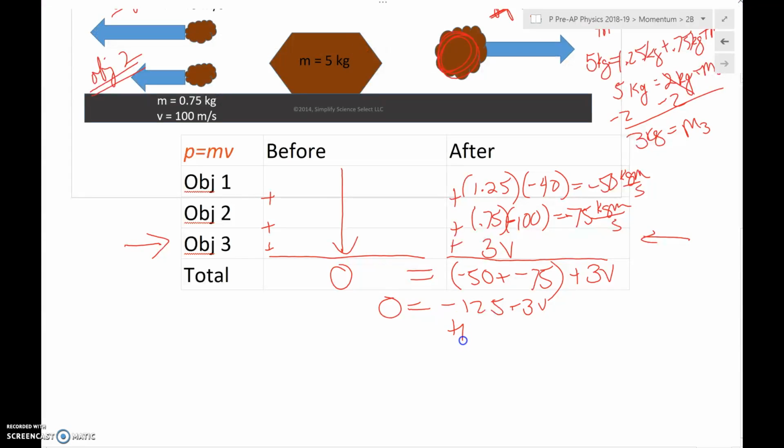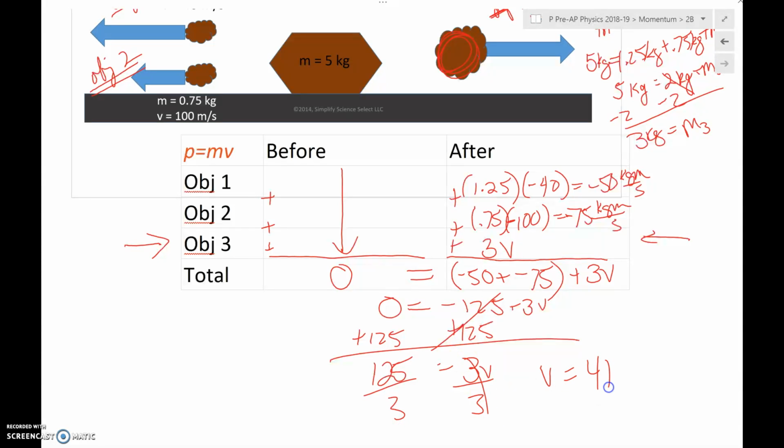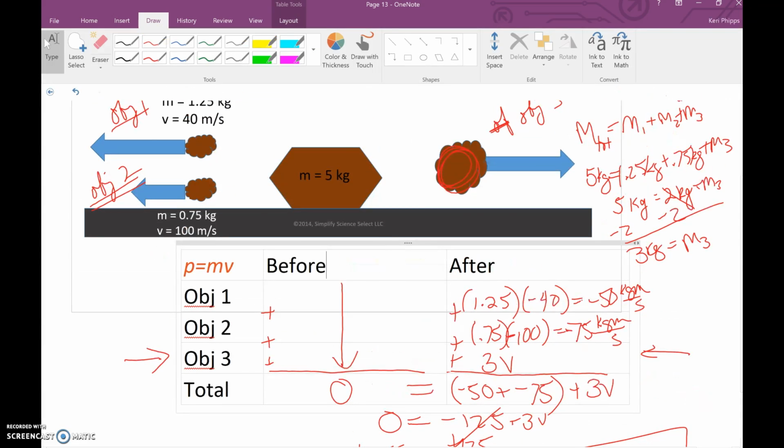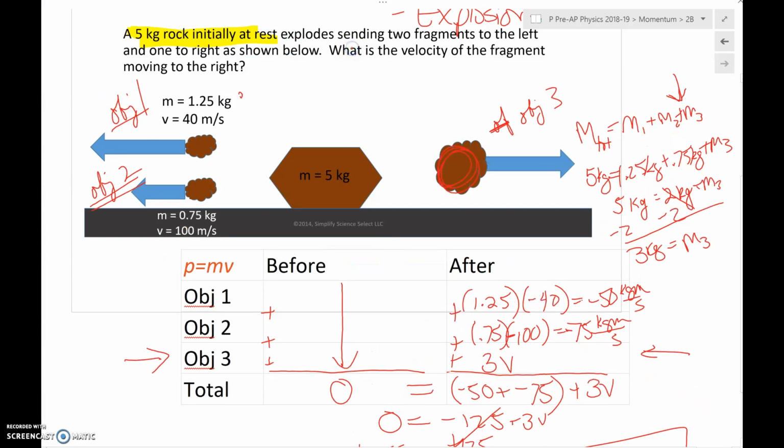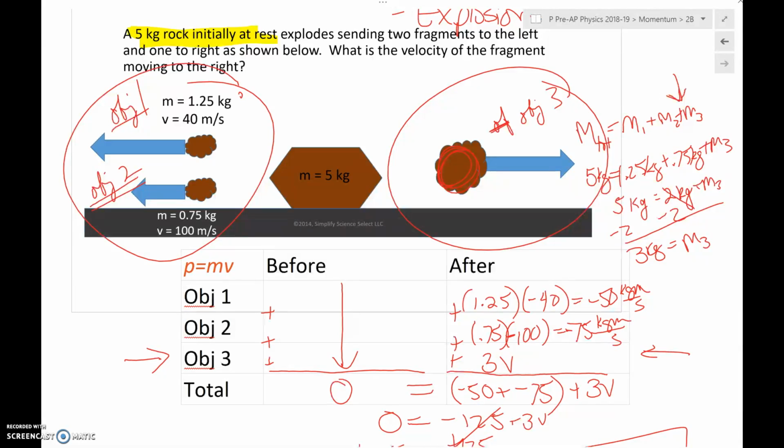So we're going to add 125 to each side. And that gives us 3 times our velocity is equal to 125, divided by 3. Therefore, our velocity is 41.6 repeating meters per second. And note this is positive, which makes sense because in an explosion, everything on one side has to equal everything on the other, because again, our initial momentum is 0.